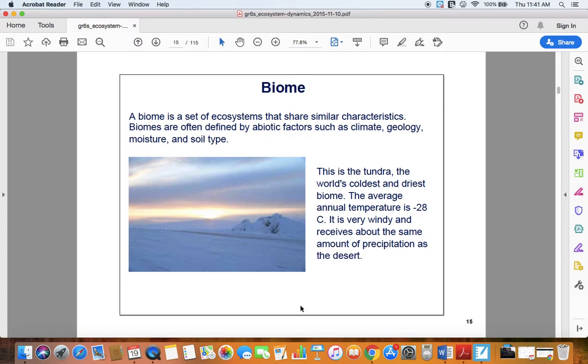In this picture, we see the tundra. This is the world's coldest and driest biome. The average annual temperature is below 28 degrees Celsius. It's very windy and receives about the same amount of precipitation as a desert. So we actually consider tundras frozen deserts.